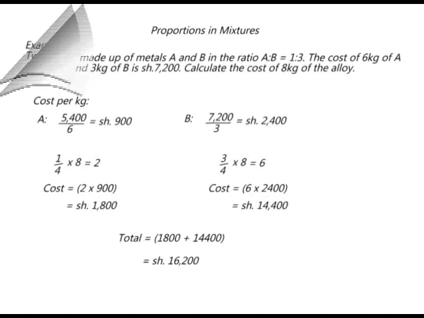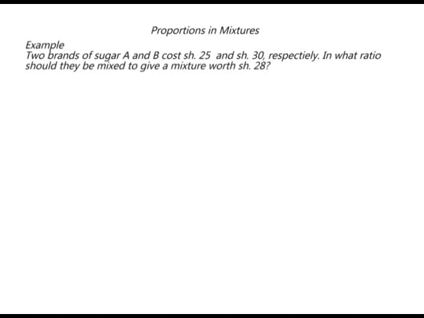Another example, 2 brands of sugar A and B cost 25 shillings and 30 shillings per kilogram respectively. In what ratio should they be mixed in order to produce a mixture that will cost 28 shillings per kilogram?